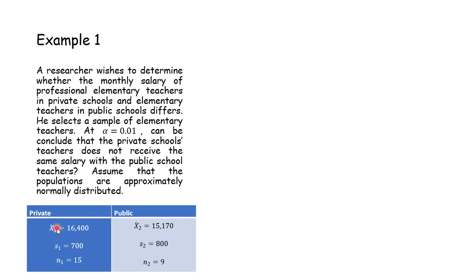Okay, so we have here the data. As you can see, the sample mean, the standard deviation was given, and also the sample size. So umpisahan natin kay private po muna. On private, meron tayong sample mean na 16,400. For the standard deviation, we have 700. And then the sample size is equal to 15. For the public school teachers, we have the sample mean of 15,170. Standard deviation is 800. And then the sample size is 9.